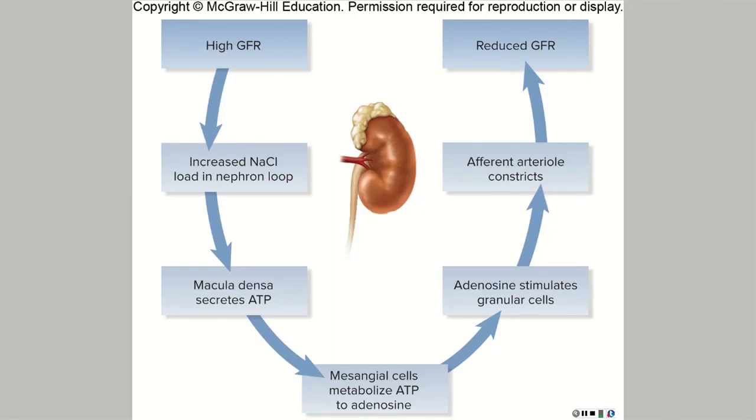So here that is in kind of graphic form. This is on page 899 of your textbook. If GFR is high, then there will be increased sodium and chloride concentration detected by the macula densa. The macula densa tells the afferent arteriole to constrict. Afferent arteriole constricts, we get reduced GFR. And then if this was low GFR, then there would be low sodium and chloride concentration detected. We would get dilation of the afferent arteriole, and GFR would be raised.